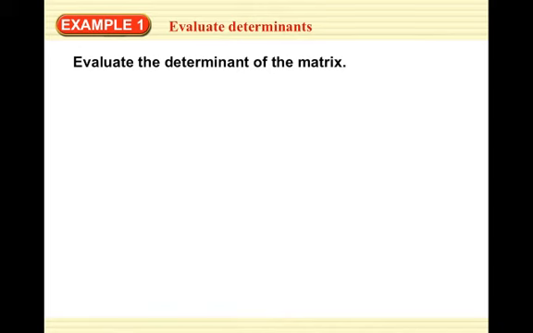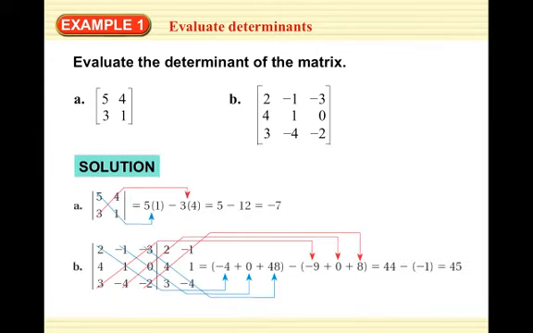Okay, we're going to evaluate the determinant of the matrix. For part A, we have a 2x2. For part B, we have a 3x3. For A, you just use the determinant symbol, and you've got 5, 4, 3, 1. You multiply across the main diagonal, so 5 times 1, and then minus the product along the minor diagonal, 3 times 4. So 5 minus 12 is negative 7.